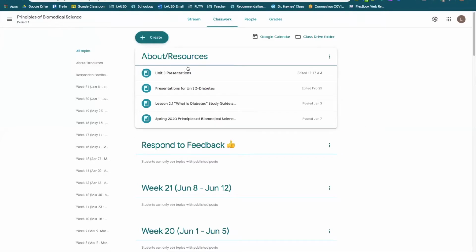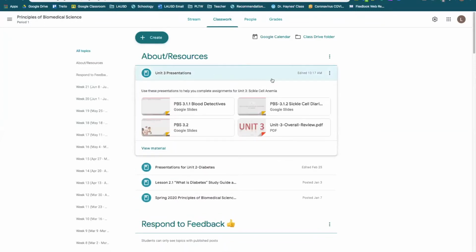So in the About Resources section, I added some presentations last night. It says Unit 3 presentations. I should change the name to say something like Unit 3 sickle cell, but Unit 3 presentations. There are 4 presentations here. Some are what we would have actually been doing in class, but I'll be focusing on this presentation here, which is the overall review.